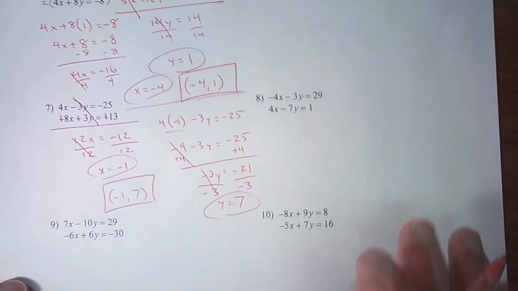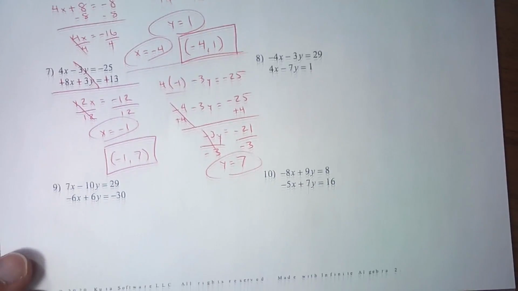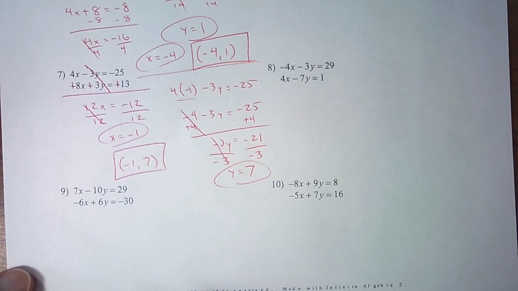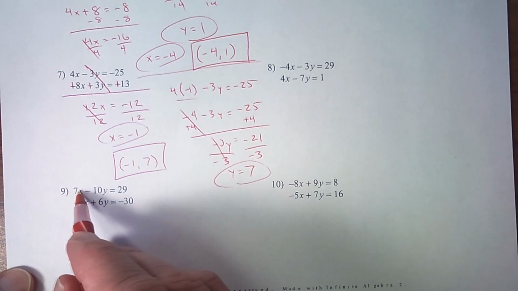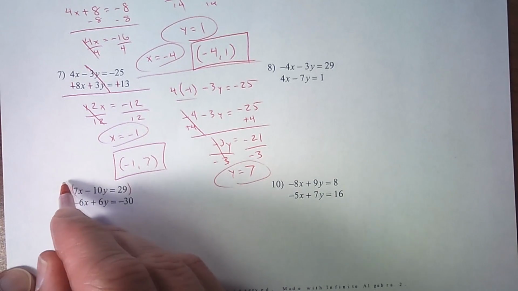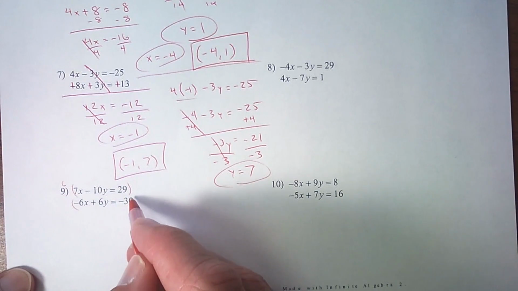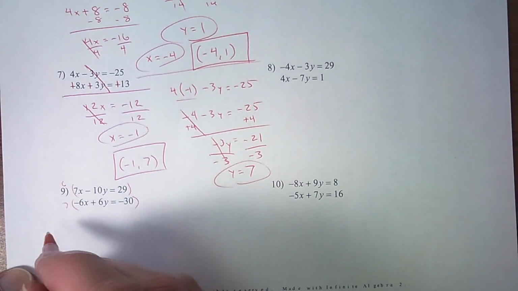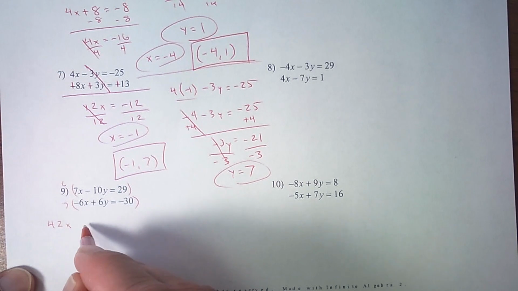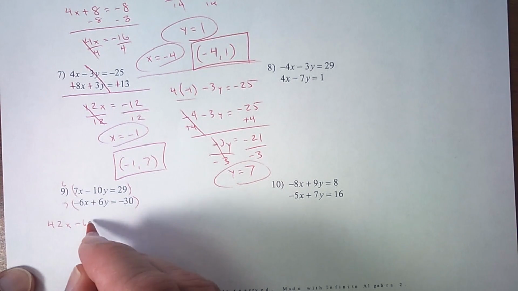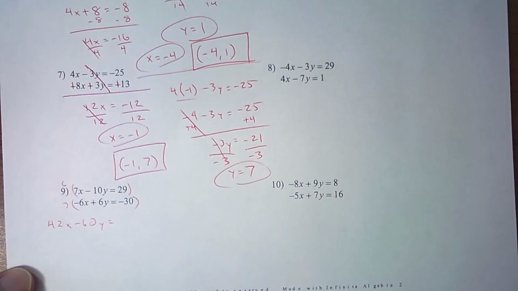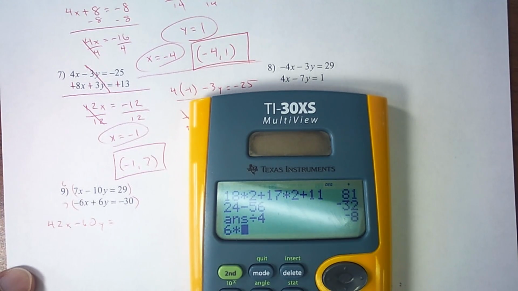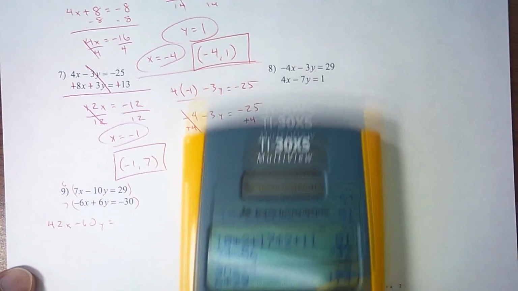And the last one, this one time I'm going to have to multiply both equations by something. So what I'll do is I'll make these x's eliminate by multiplying the top equation by 6 and the bottom equation by 7. Okay, so 7 times 6 is 42, so I get 42x. 6 times negative 10, negative 60y. And then 6 times 29. I haven't been practicing my 29s, I guess. 6 times 29 is 174.